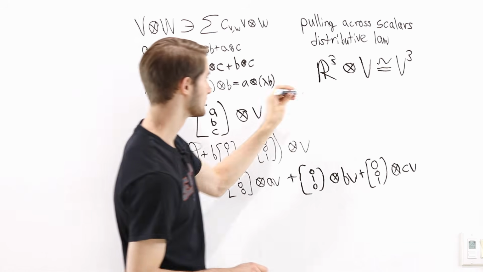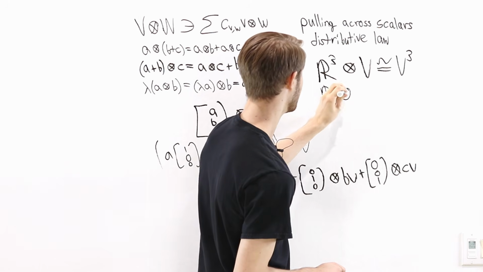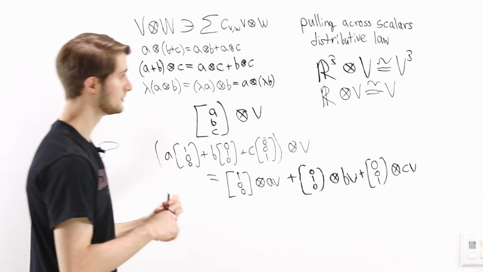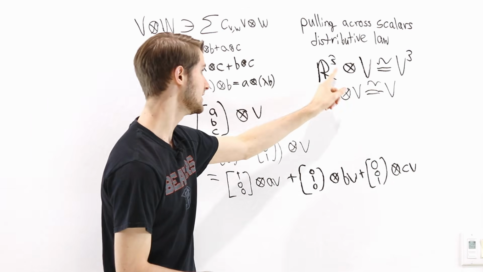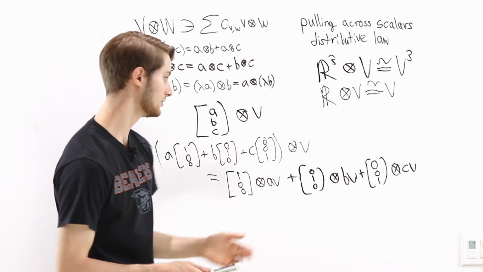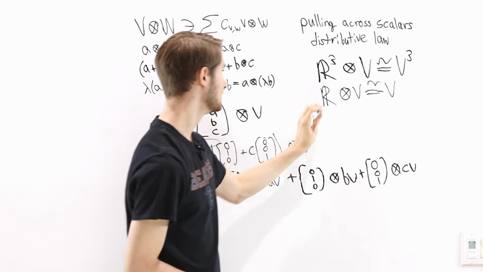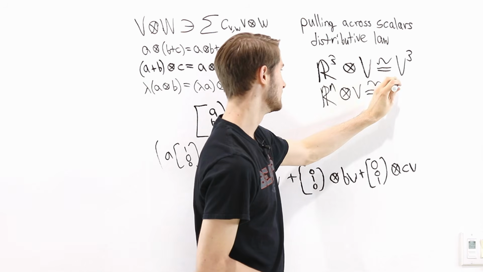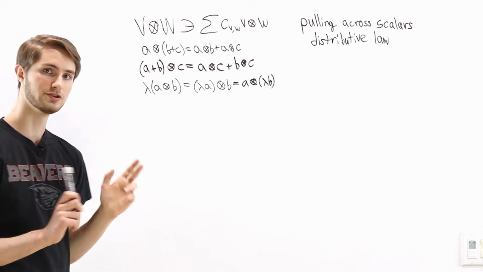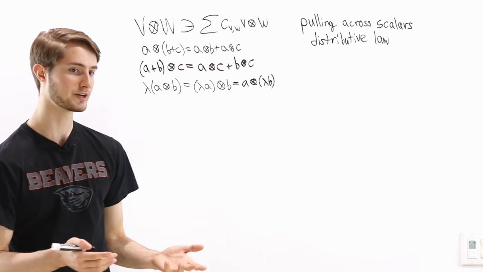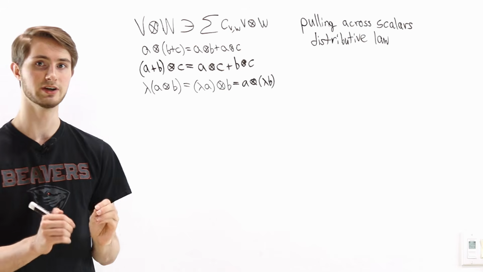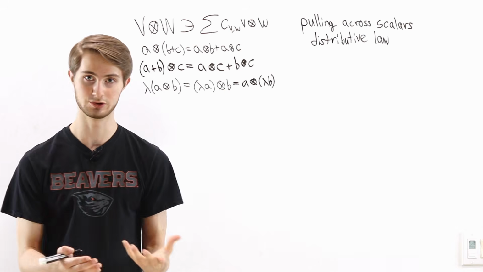And you might remember we saw earlier that R tensor V is isomorphic to V. So it makes sense when the exponent is 3, the exponent over here is also 3. So the pattern matches. And in general, by the same basis argument, R^n tensor V is isomorphic to V^n. So just like the direct sum lets us combine 2 vector spaces in a way that works like addition, the tensor product lets us combine 2 vector spaces in a way that works like multiplication.